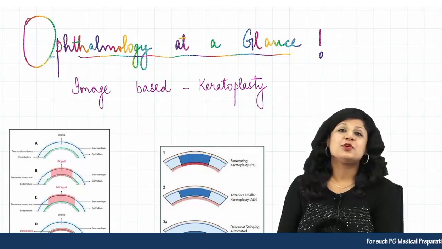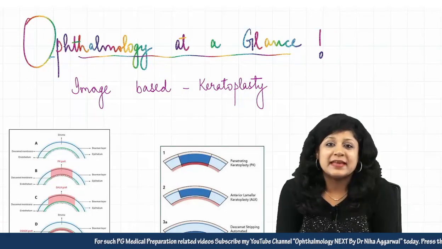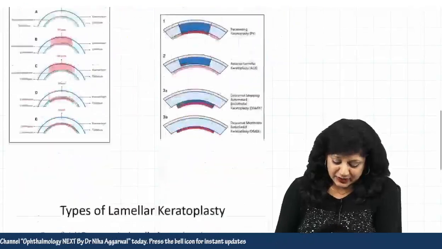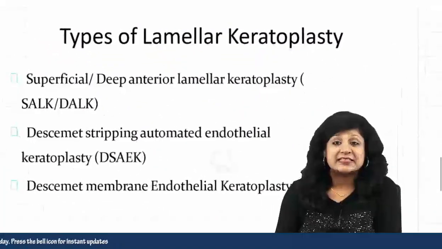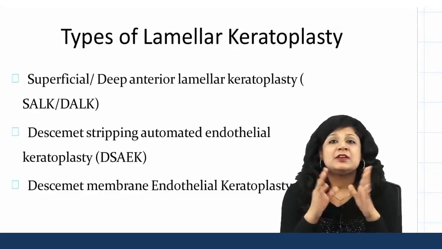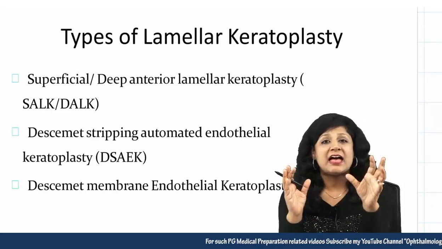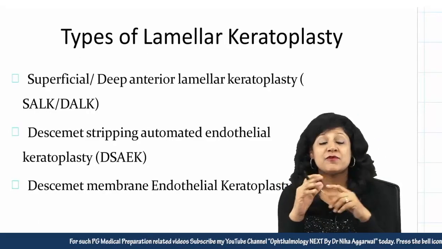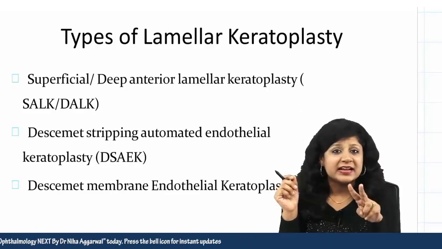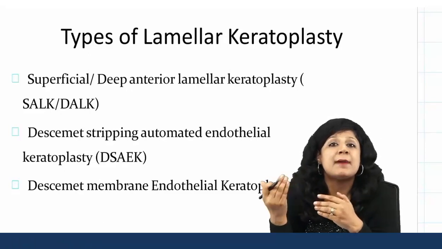Hello guys, welcome to Ophthalmology at a Glance, and here you have a long awaited topic, that is image based review of the keratoplasty. You were having some problem in how to assess the different kinds of keratoplasty from the images. Now first try to understand what are the two types of keratoplasty. On one hand I have penetrating keratoplasty, which involves the full thickness, whole of the cornea, and on other hand we have got lamellar keratoplasty where we are doing just the partial thickness.